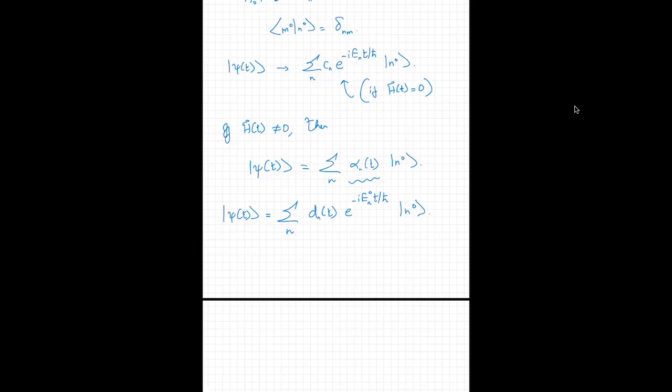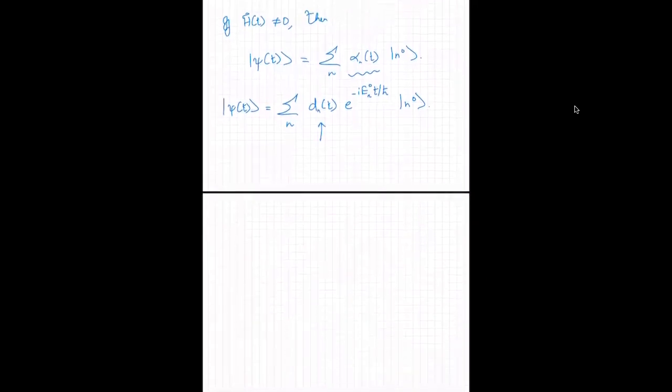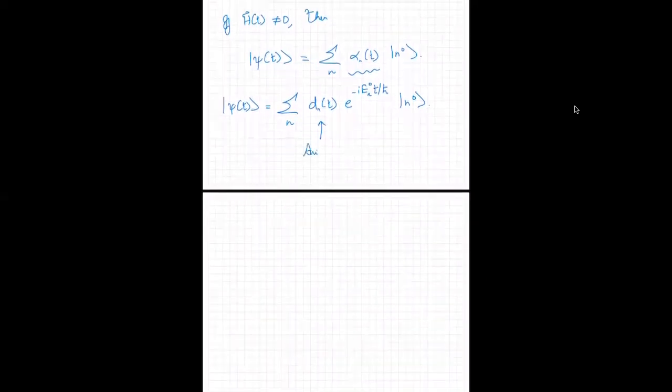I strictly don't need to do this, but it is advantageous because this way I know that this dn of t, whatever this time dependence is of the state, arises solely due to the presence of h tilde of t. And this time dependence is the usual time dependence due to h0. So this way I can keep track of what is what. In other words, all I am claiming is that if I figure out what dn of t is, I've solved the problem.